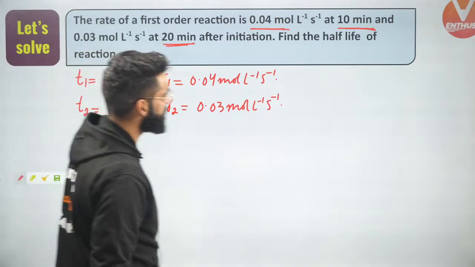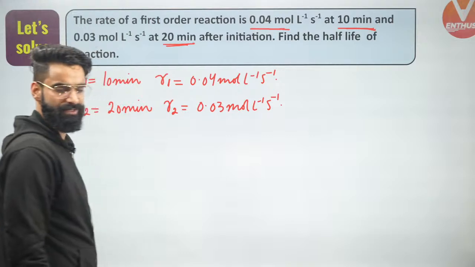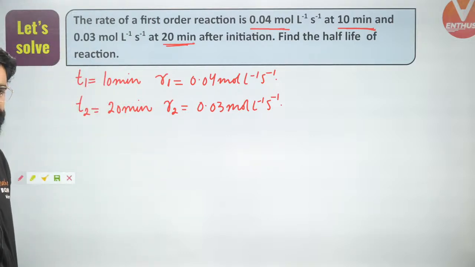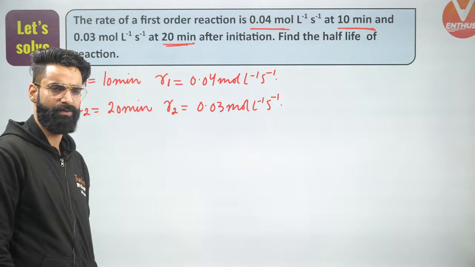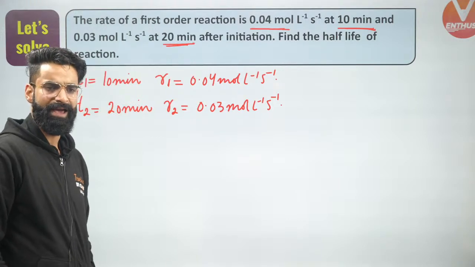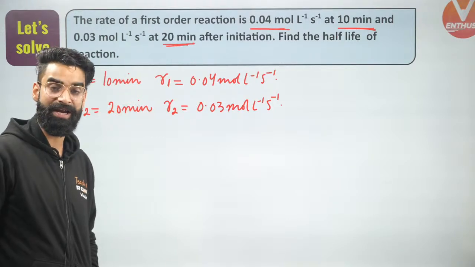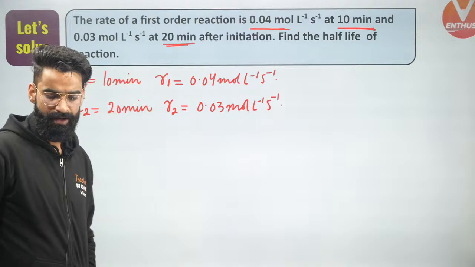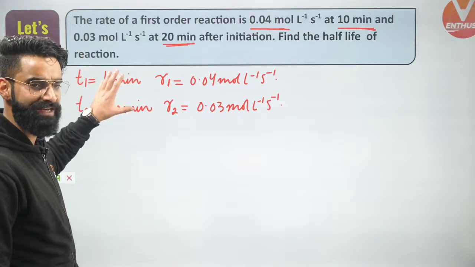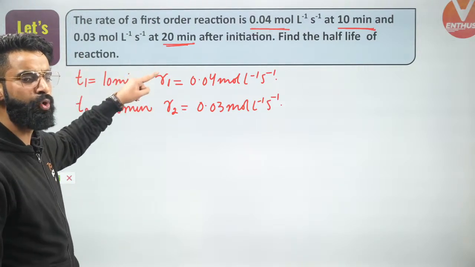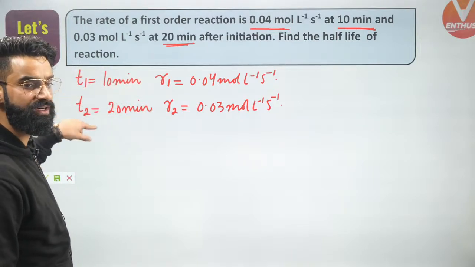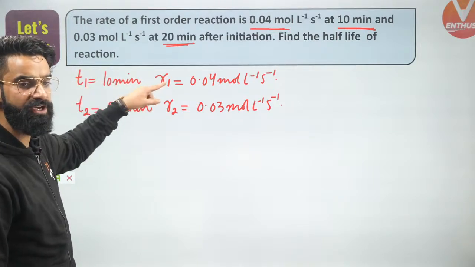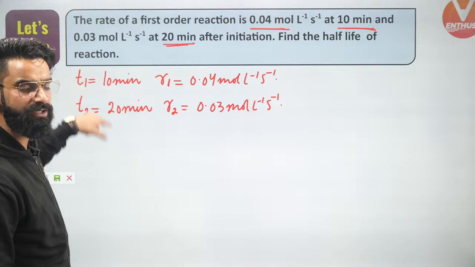What am I supposed to calculate? I'm supposed to calculate the half-life of the reaction. In order to calculate the half-life of a first order reaction, what do I need? I should have the rate constant value. Now people, have a look right here. I'm given the rates of the reaction at two different times.